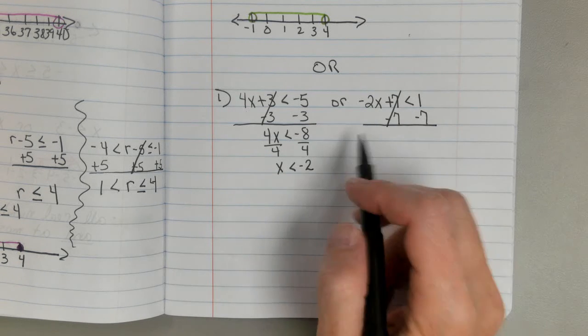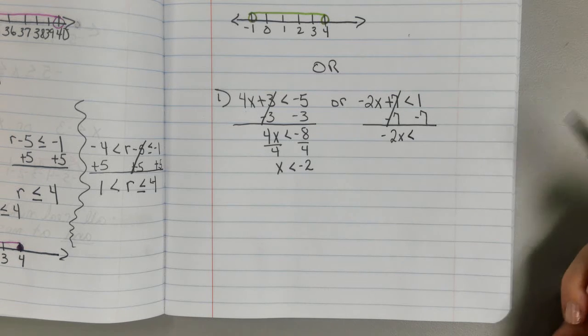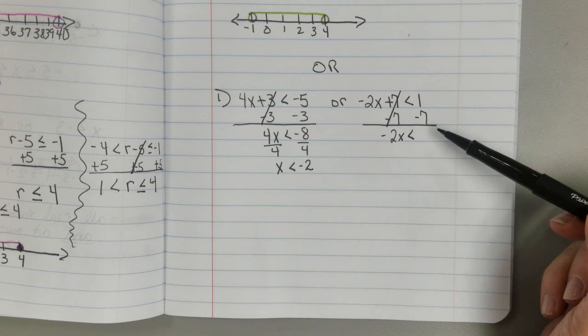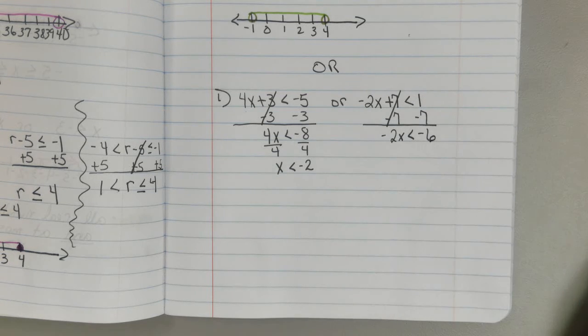That's all right. We'll go through it together. So we're bringing down our negative 2x and less than. All right, so what is 1 minus 7? Negative 6. Thank you, Marisol. Okay, negative 6. All right, go from there, Marisol.